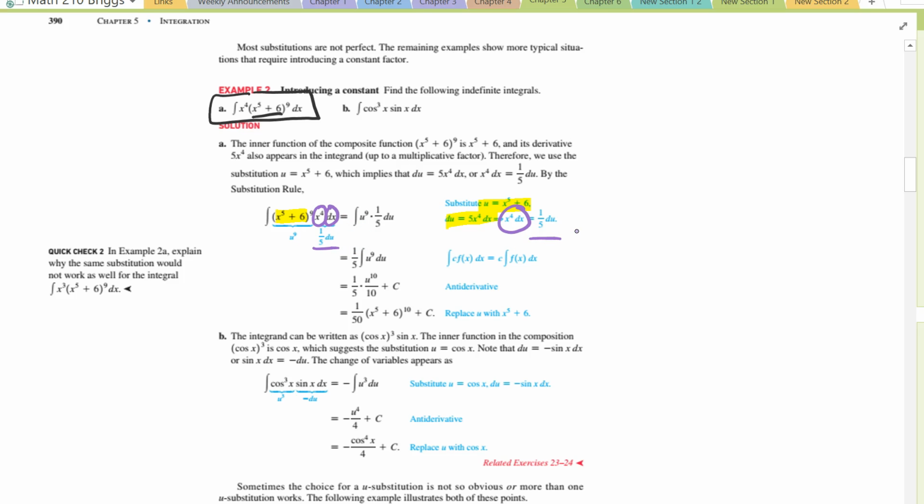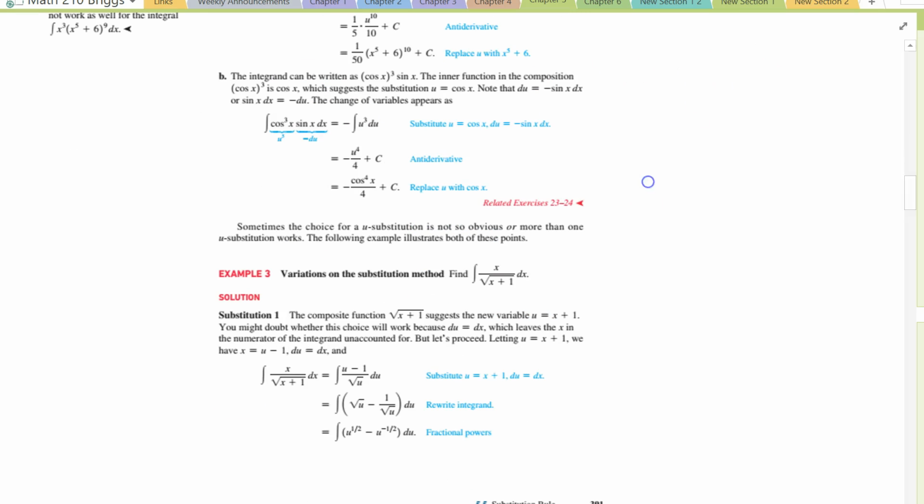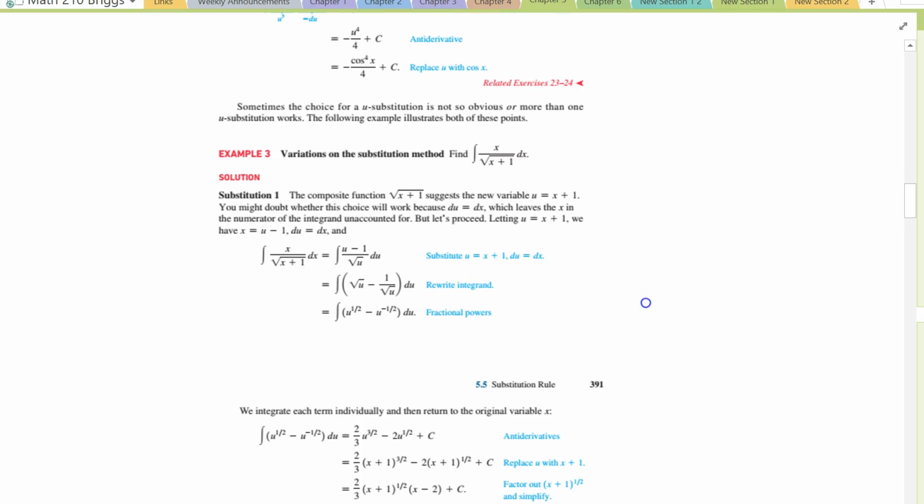I kind of like to see it where I would have the integral of u to the 9th. If I have x to the 4th, then I'd have 1 divided by 5x to the 4th du. And then I see how those x to the 4th cancel. And I'm left with this. So pretty straightforward again.